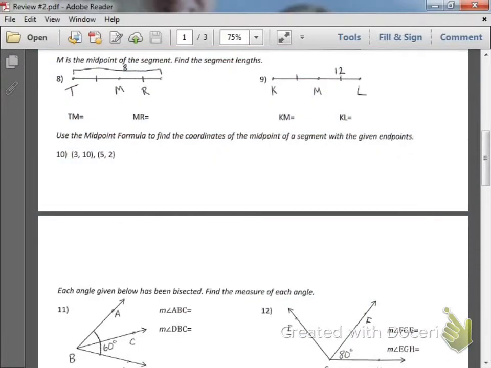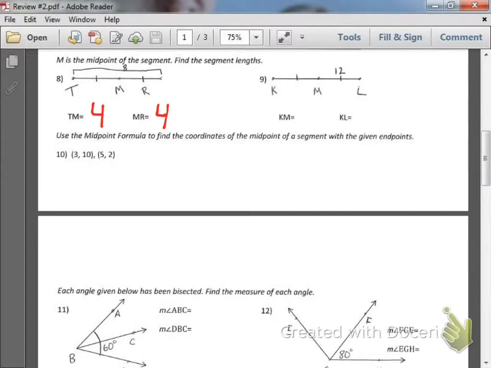Next, we are looking at some examples of midpoints for segments. So if M is the midpoint and the entire thing is 8 units long, how long is TM? 4. And how long is MR? 4, good. So if I give you the whole thing and I give you a midpoint, each segment that's created by that midpoint is half of the entire length.